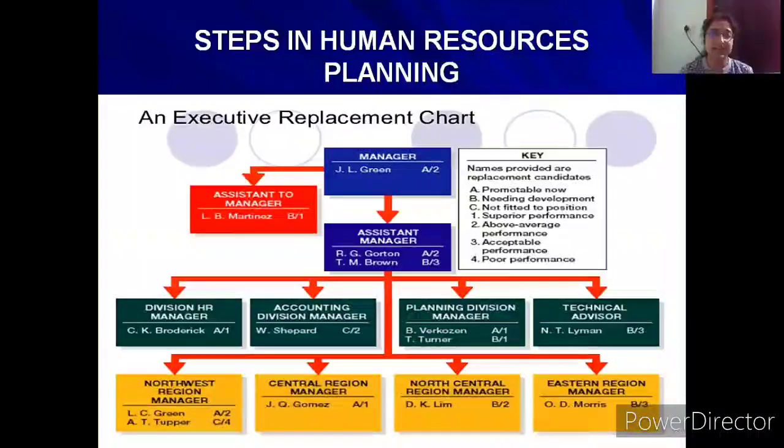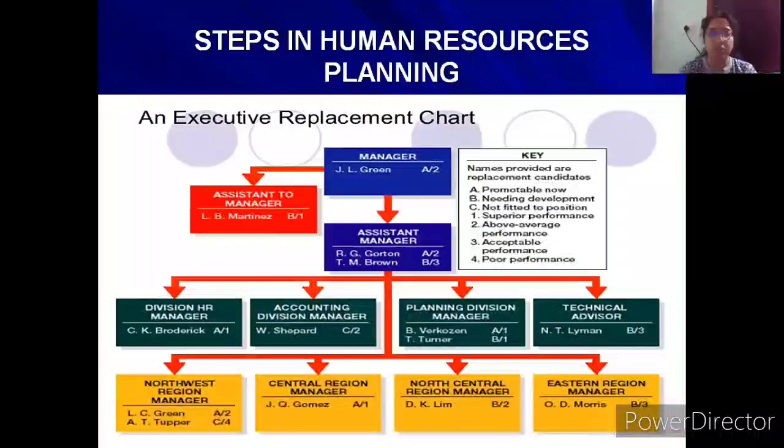In the assistant manager position, a choice is levied over here. So you have Gorton, who is promotable now and has above average performance. And you have TM Brown, who needs development. He's given the key B, and he's also given the key of 3, which means acceptable performance, which means his performance is good, but he needs a little additional training to occupy an assistant manager's position.